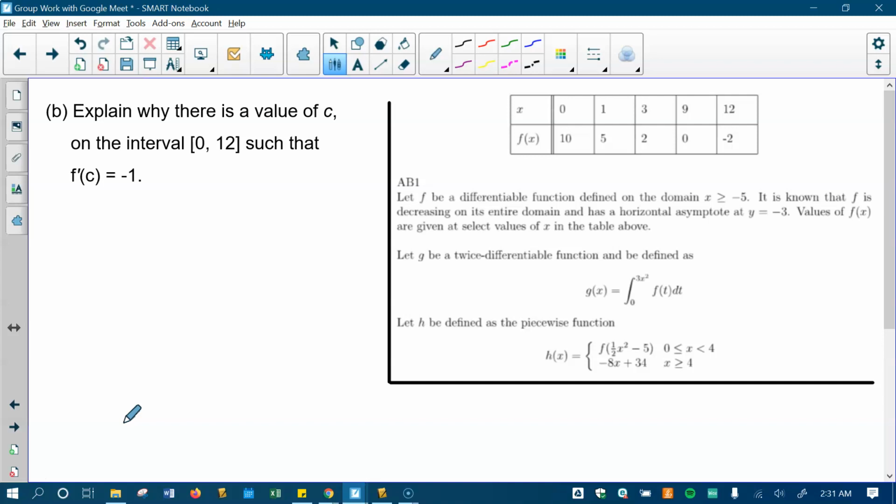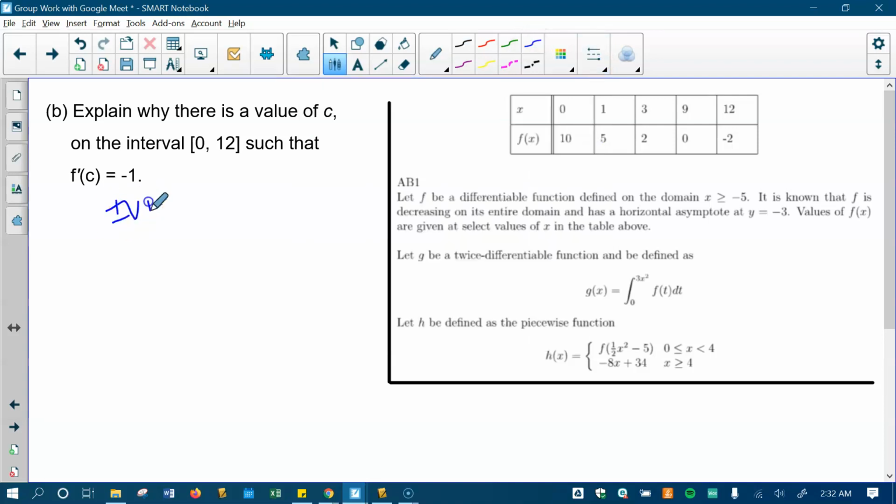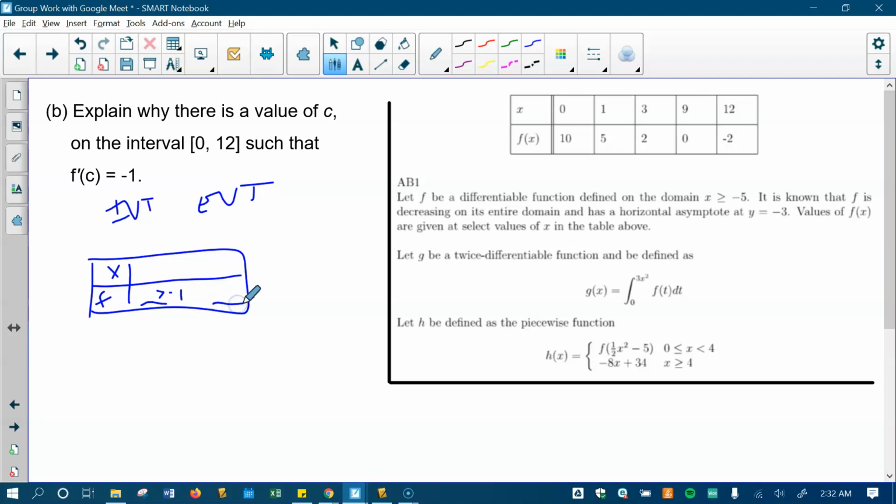For B, explain why there's a value of c on the closed interval 0 to 12 such that f prime of c equals -1. So again, this could be an IVT or an EVT question. Not really sure. If it was an IVT question, they would have something in the table or on a graph or an equation that would give you, for your x values and your f values, a value that was probably greater than -1, and another value that was less than -1, and your value should lie somewhere in between those.